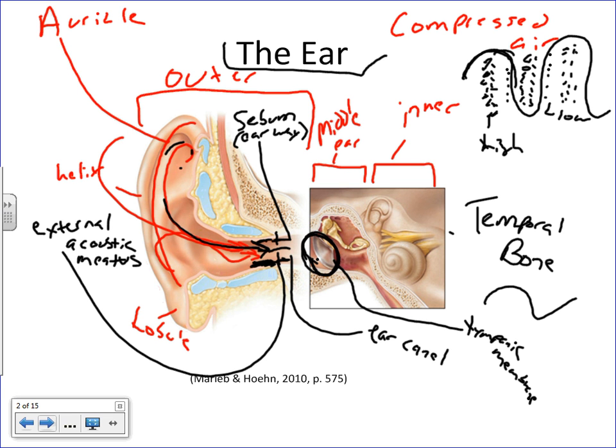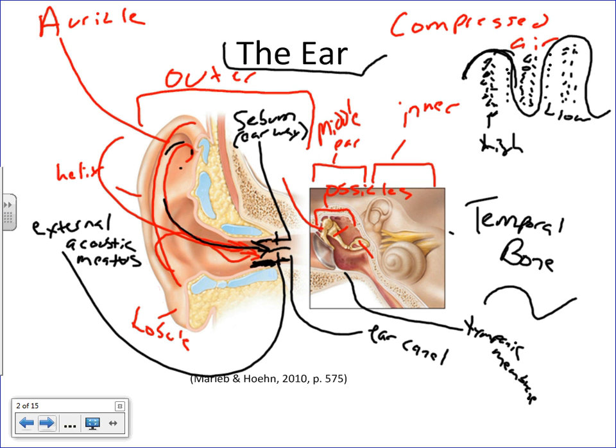Now we call this the eardrum because when compressed air strikes the eardrum, you guys know what happens when you take a stick and strike the leather upper portion of a drum: it vibrates. And as the eardrum vibrates, it's going to make these three bones, called the auditory ossicles, move. These three bones are the malleus, the incus, and the stapes, otherwise known as the hammer, the anvil, and the foot plate.